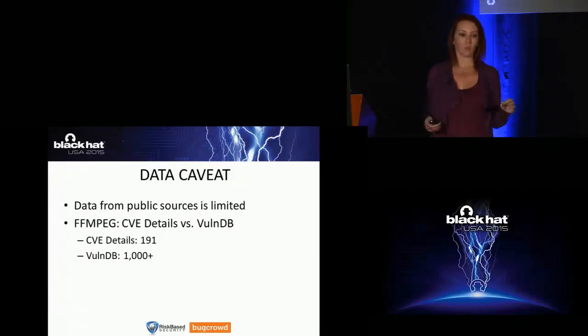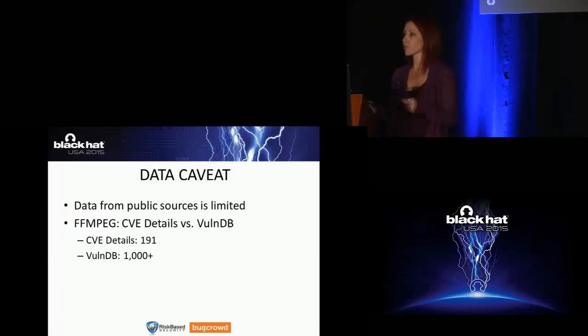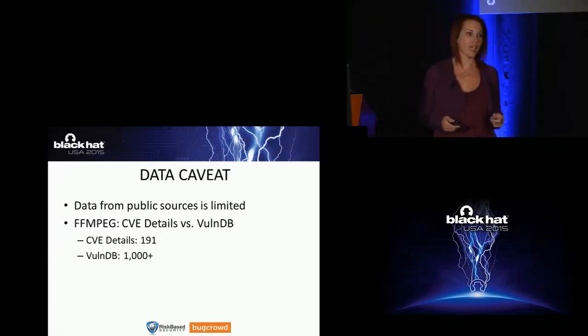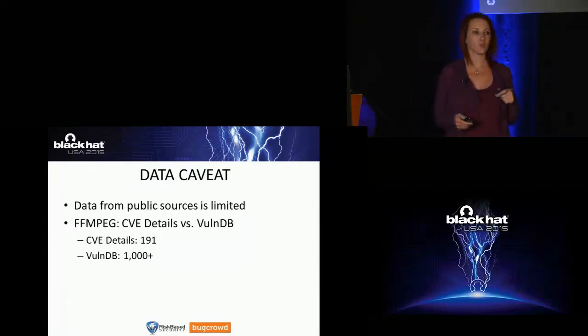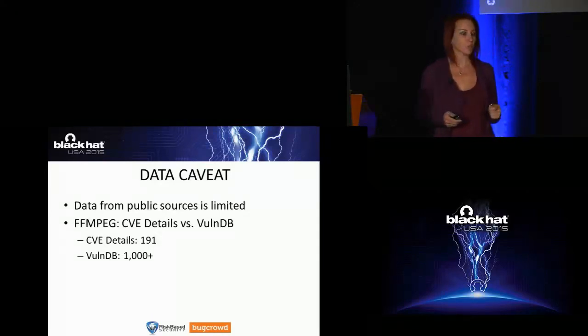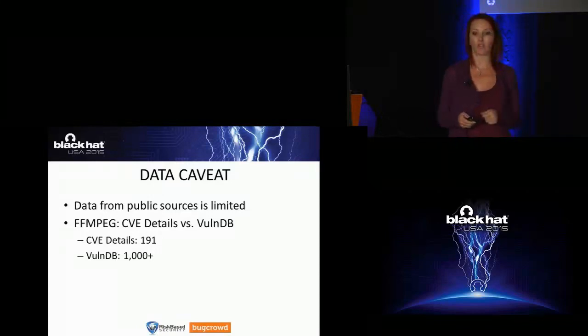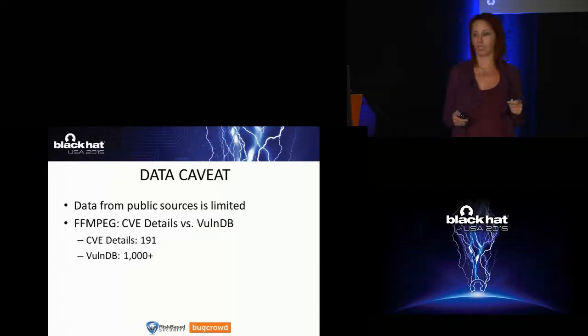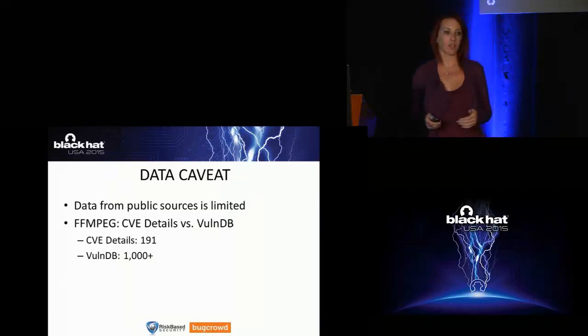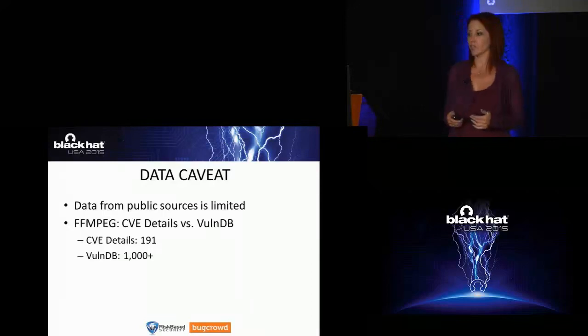So all of the data that we're presenting today is from public sources. I wanted you to be able to go back to your office, and if you needed to do a proof of concept to demonstrate to your leadership team why you need funding to implement some tools or a threat intelligence feed, you could do that. It's not super scalable long term, but you could at least get a start and show them why this is useful. So I pulled the data from public sources, but as you can see on the slide, FFmpeg in CVE details has 191 vulnerabilities tracked. If you look in VulnDB, which is a paid threat intelligence feed, there's over 1,000.